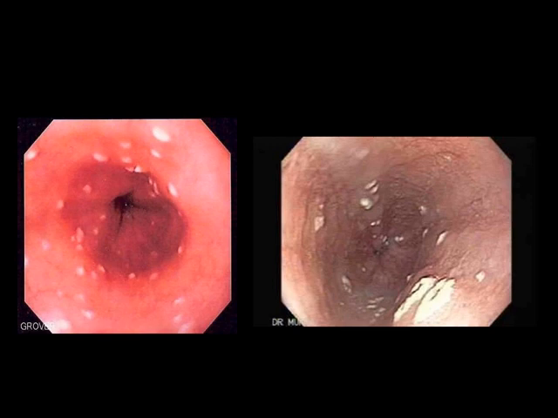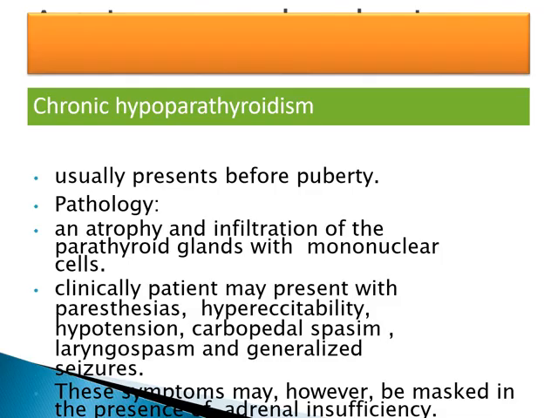Talking about chronic hypoparathyroidism, it usually presents before puberty, and atrophy and infiltration of the parathyroid gland with mononuclear cells have been found on biopsy. Patients may present with paresthesias, hyperexcitability, hypotension, carpopedal spasm, laryngospasm, and generalized seizures. These symptoms may, however, be masked in the presence of adrenal insufficiency if it is present at the same time.